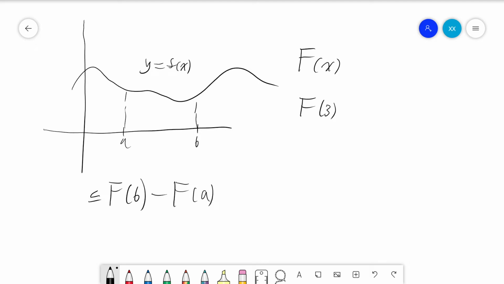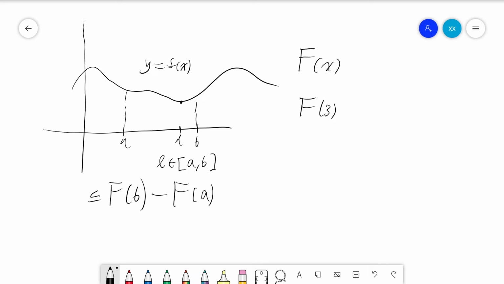Well, first let's define some point between A and B. Let's call it L. So L will be some point between A and B. And we're going to define this L such that f of L is the minimum of our graph from A to B. On our graph, it looks like it would be right about here. This will be L, and f of L then will be this point on our graph.